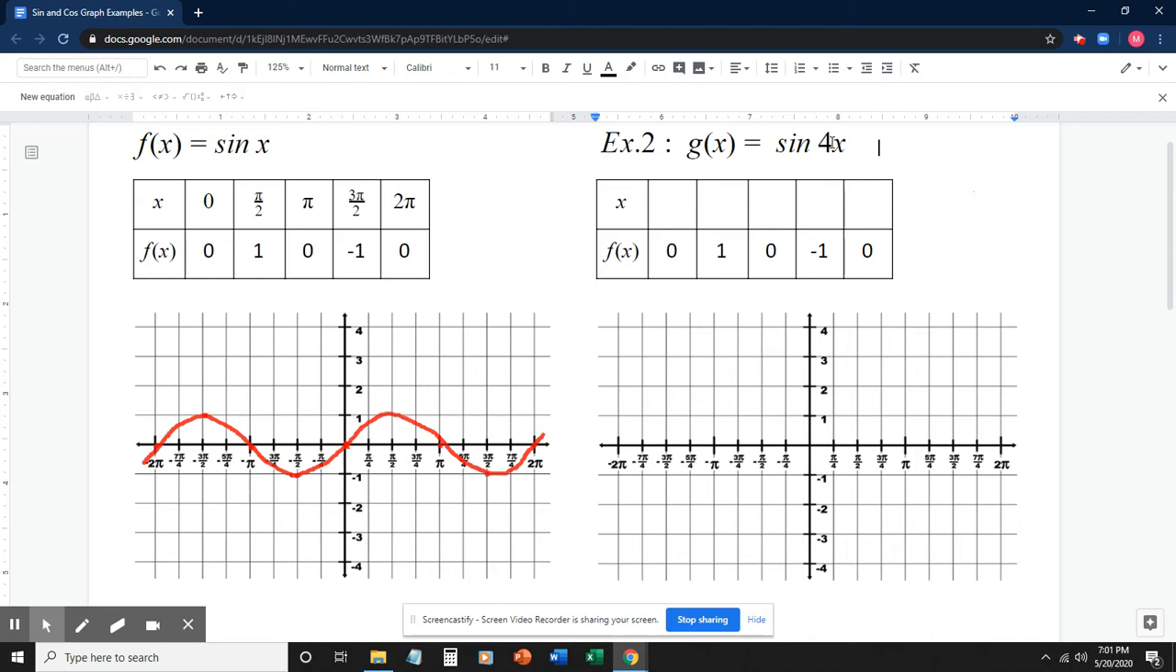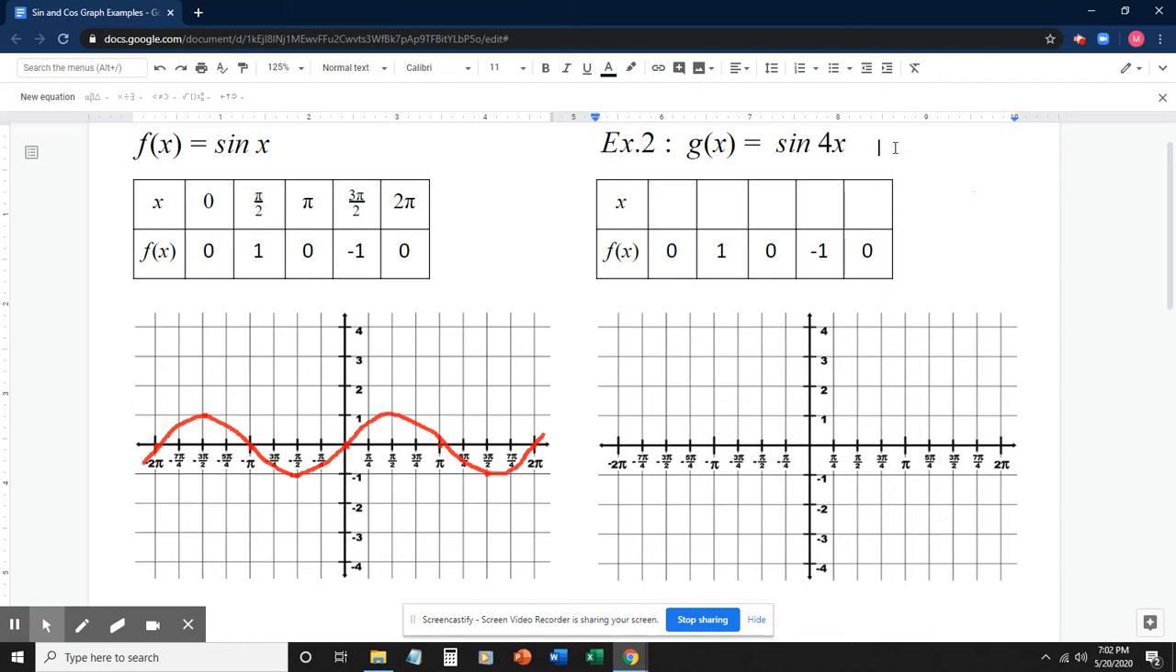And the way I think about this, and these are super common because they're actually the thing that makes a wave not look like this slow rolling wave, but actually speeds it up so you get that quick, like sound wave sort of vibe to it, is by putting something on the x. Okay, so in this case, we have sine of 4x. So this is our basic graph again.